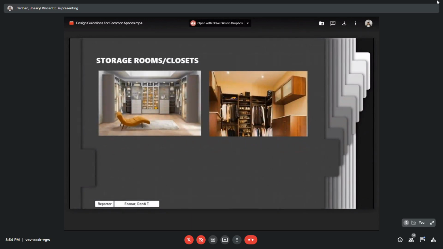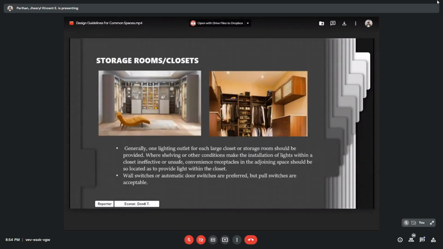Next area is on the storage rooms and closets. Generally, one lighting outlet for each large closet or storage room should be provided. Where shelving or other conditions make the installation of lights within a closet ineffective or unsafe, receptacles in the adjoining space should be located so as to provide light in the closet. Wall switches or automatic door switches are preferred, but pull switches are acceptable.